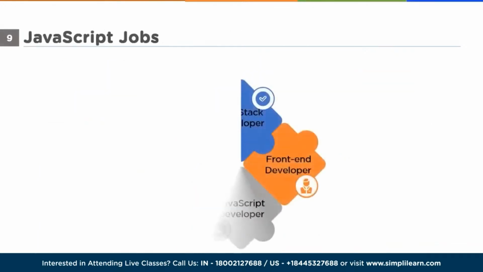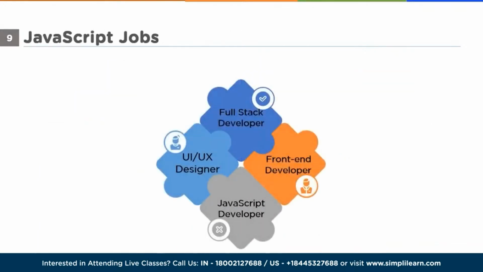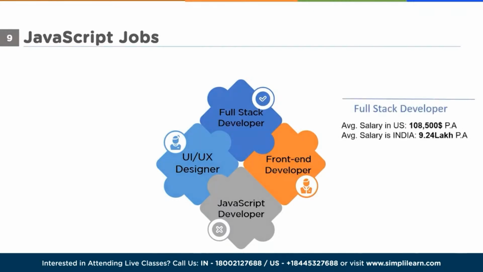Let's move on and discuss a few jobs you can take up after learning JavaScript, and we'll also discuss their average salaries in USA and in India. So the first one is a full stack developer. A full stack developer is one of the highest paid jobs in the web development sector. A full stack developer is equally proficient in client side as well as server side development. A full stack developer earns around 9 lakh per annum, which is quite a decent amount of money for a person living in India. But if you are a full stack developer in the US, you can earn up to $100,000 per annum, which is a huge amount.